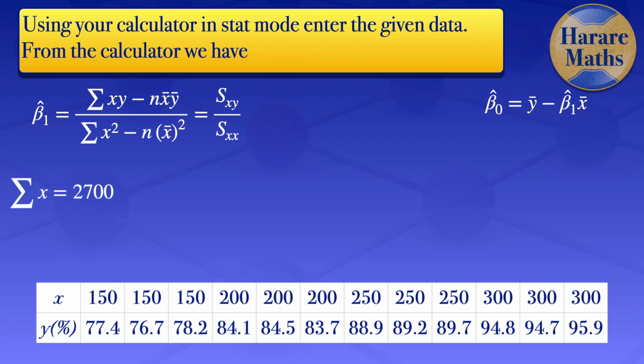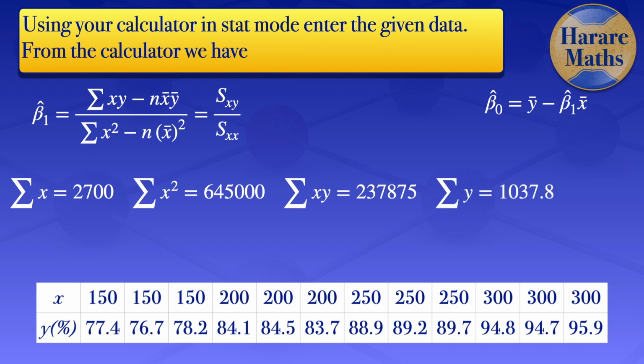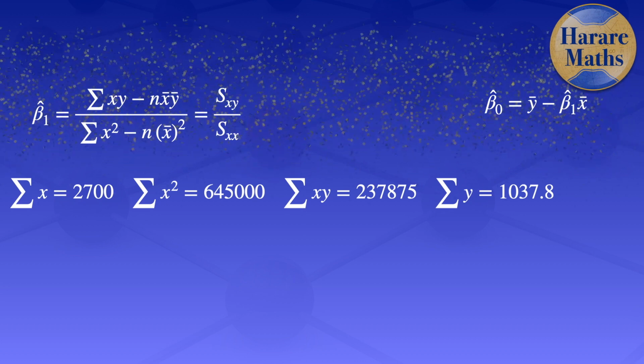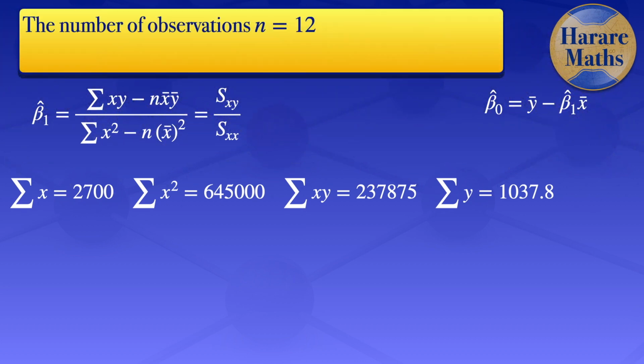The summation of x is 2,700. The summation of x squared is 645,000. The summation of xy is 237,875. And the summation of y is 1037.8. So we now have those values, and we note that the number of observations, our n, is 12. So we have n equals 12, and we can calculate our x bar.